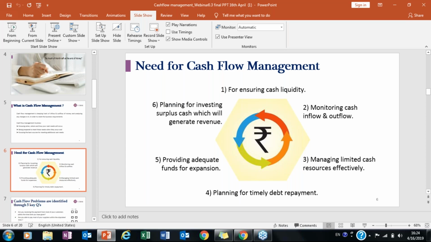Planning for timely debt repayment. Planning for timely debt repayment, which means that when you have taken someone's cash or you have to pay someone, you need to pay it timely. It also makes you disciplined and it also increases your goodwill or name in the market, so that people give you more and more, or people do better business with you.